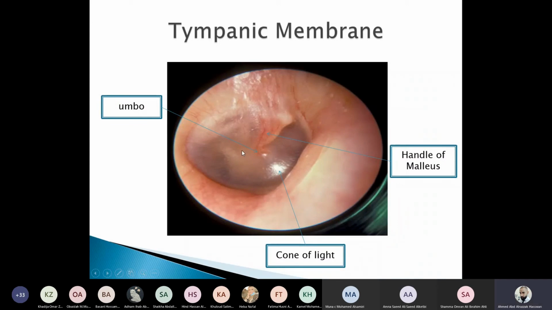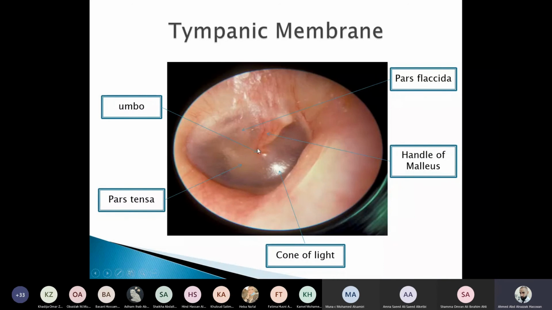So the main two structures, guys, are the handle of malleus and the cone of light, and they should make this angle like this. Now the other structures, we can say that the tympanic membrane has other parts. This is called pars flaccida, and this is called pars tensa. So here it's tense, the tympanic membrane, and here it's a little bit flaccid.